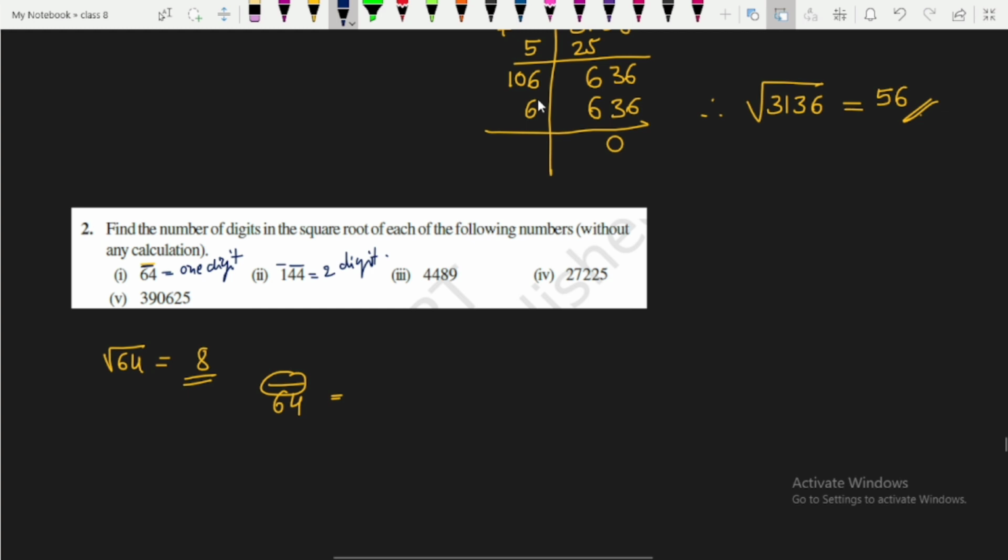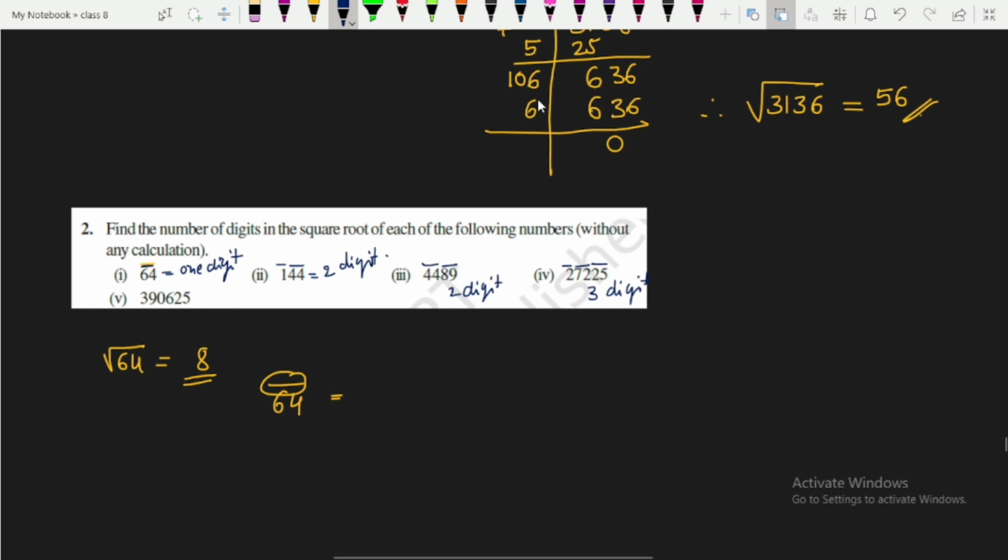And for the third question, here again a bar, and for this also a bar. You can see one bar is here, one more bar is here, one more bar is here. So what is the number of bars here? 3. So a 3 digit answer will come. Yes, in this way you can find the number of digits in the square root.